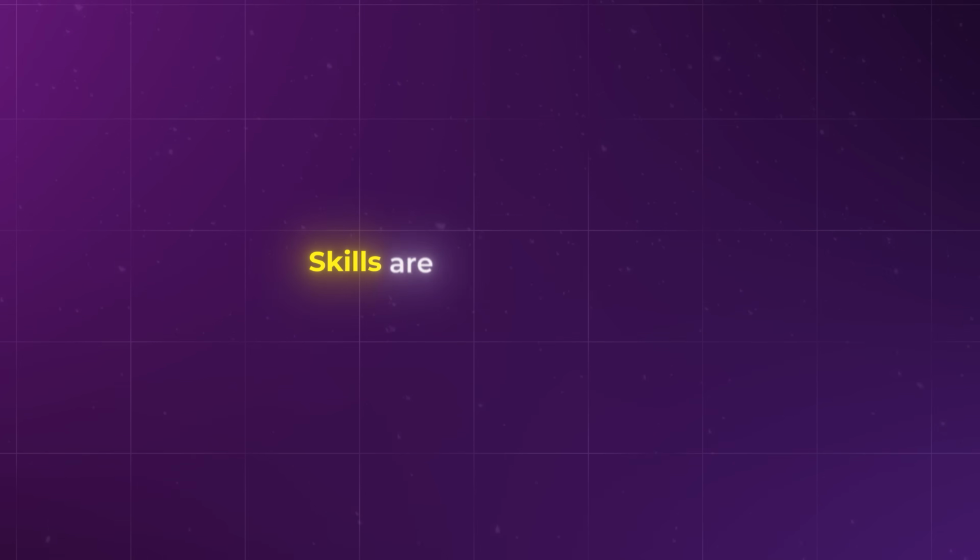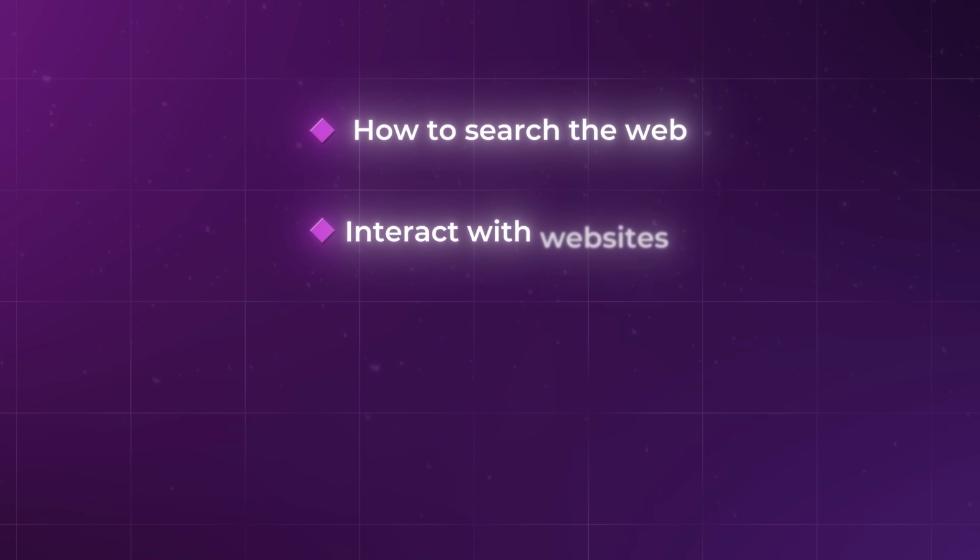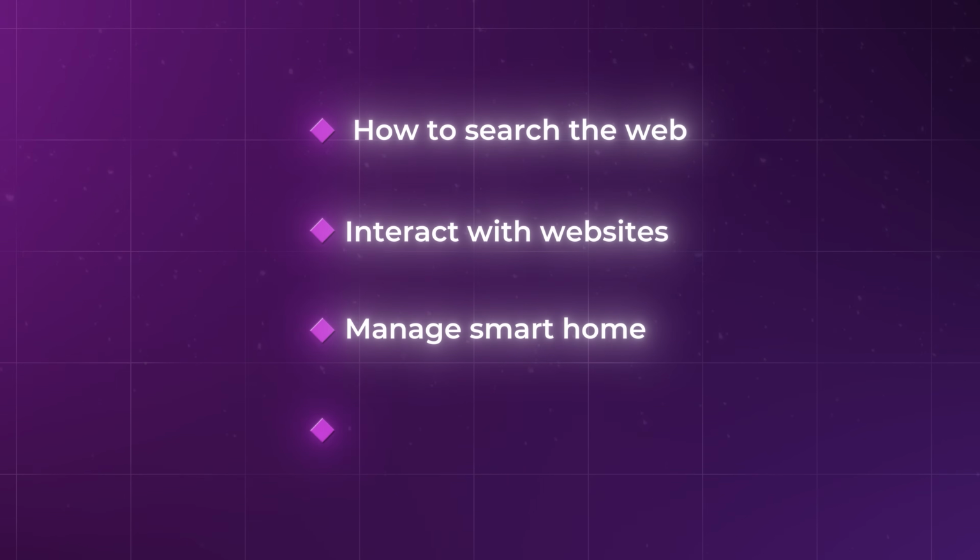And once your agent is working on its own, the natural next step is to give it more abilities to work with. Skills are basically plugins that teach your agent how to do new things. When you first set up OpenClaw, it can chat and run basic commands, but it doesn't know how to search the web, interact with websites, manage your smart home, or pull data from sources. Skills add those abilities.